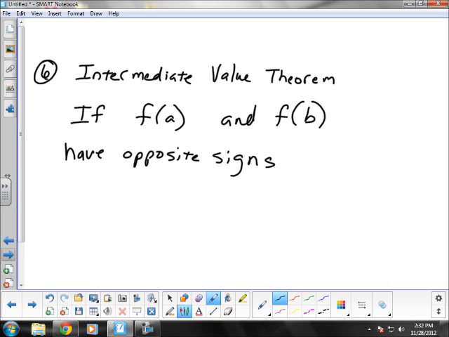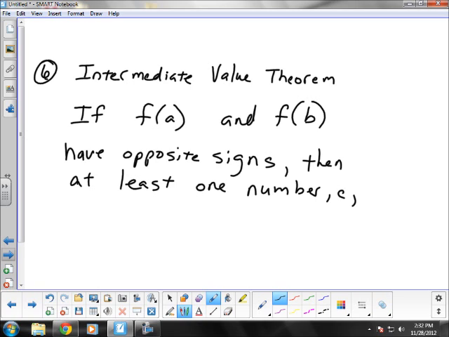Okay, so if one's positive and one's negative, then at least one number, call it C, exists. They're just two different numbers. They're just two numbers, and they just happen to give me back y values, and one's positive and one's negative. Then there is a C somewhere such that f of C has to be equal to 0.